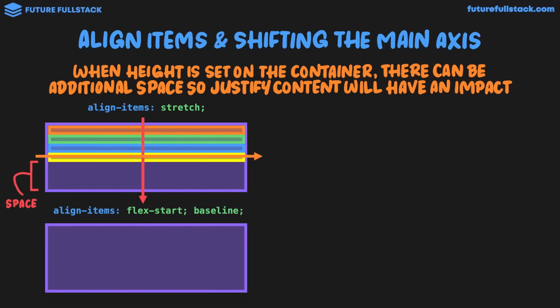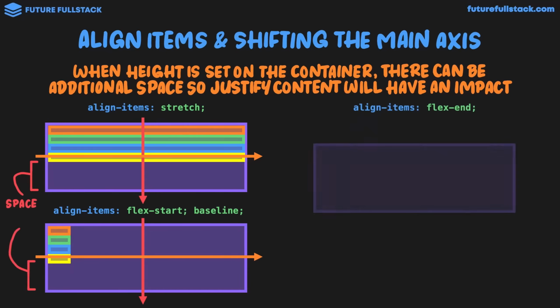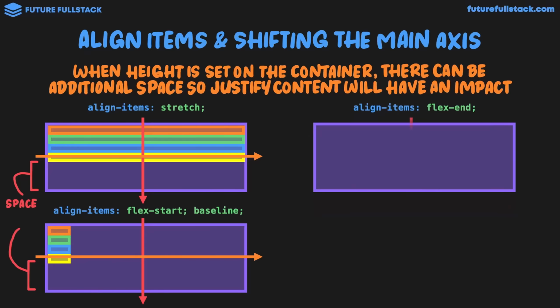Looking at the values flex start and baseline, our flex container has a defined height. We have our main axis running top to bottom, our cross axis running left to right, and our flex items will appear at the start of the cross axis, that is, on the left over here. And once again, because we've set a height on our flex container, there is now space for justify content to have an effect. The next value, flex end, we have our flex container, which has a height, our main axis top to bottom, our cross axis left to right, and our flex items will be positioned on the right, that is, the end of the cross axis.